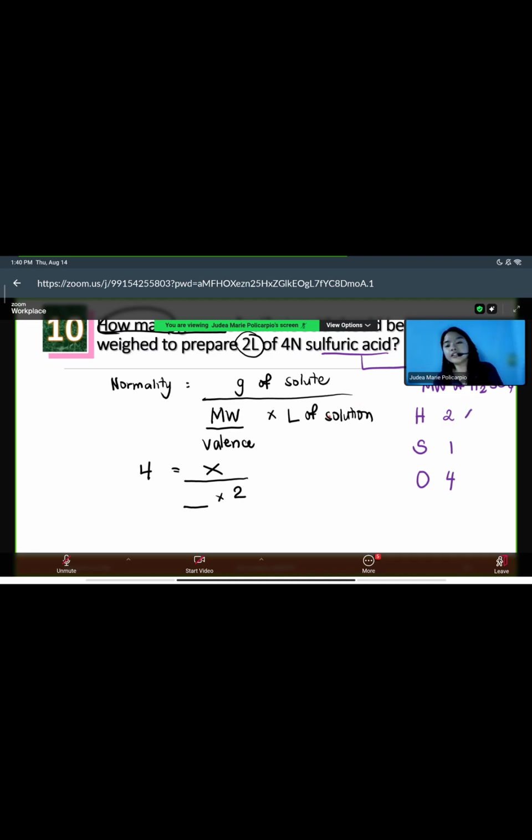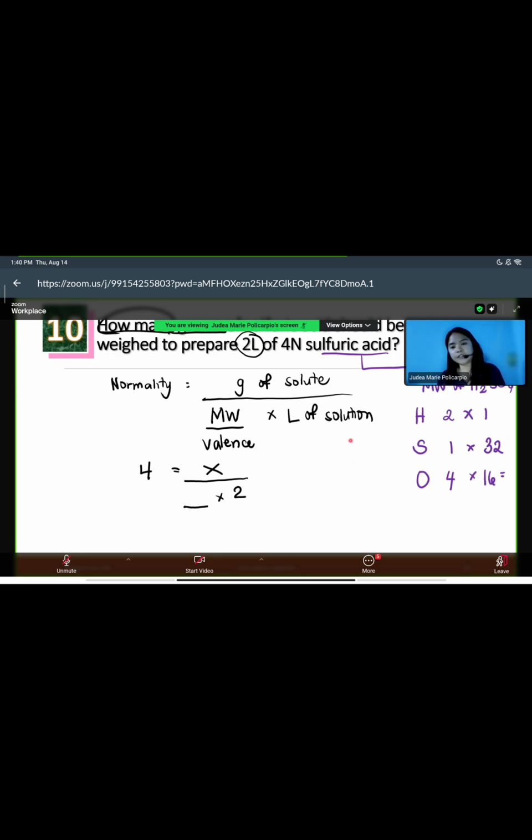Okay? Tapos i-multiply lang din now natin sila with their corresponding atomic weights. So again, given naman na yung atomic weights, hindi ko lang siya nailagay sa notes natin. So kindly copy the ones on the chat box natin. Hydrogen has an atomic weight of 1. Ang sulfur natin has an atomic weight of 32. And yung ating oxygen has an atomic weight of 16.